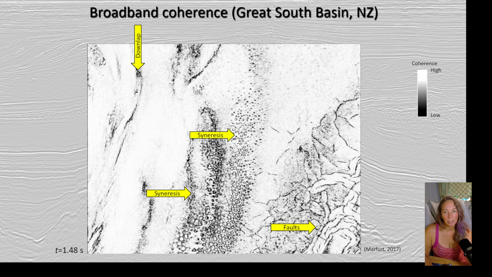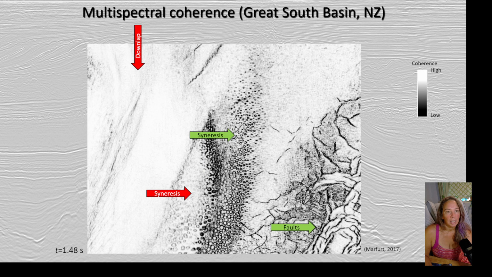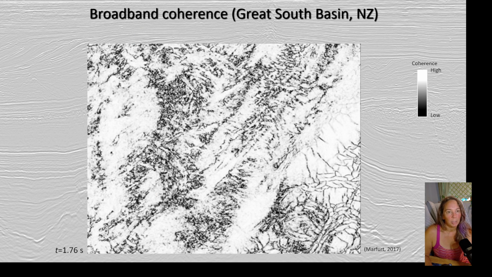As we move deeper in the same data set, now we're at about 1.48 seconds. We can look at the broadband and we can see some faults. We can see more synuresis and that downlapping feature. And if we run multispectral coherence, things get cleared up much more. So the synuresis is much crisper, I think, at this time slice, and so are the faults. So you're seeing quite a bit of difference between the two.